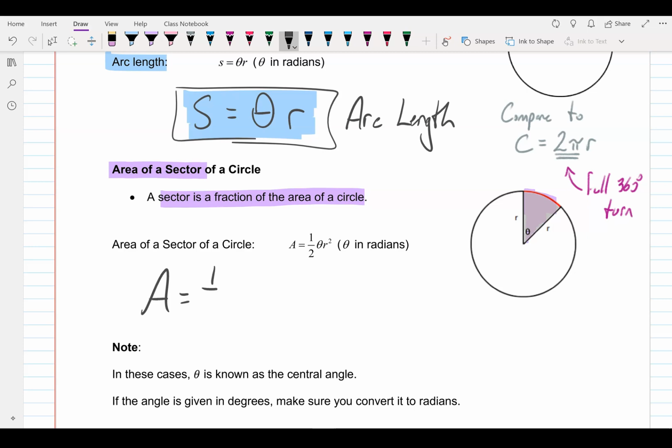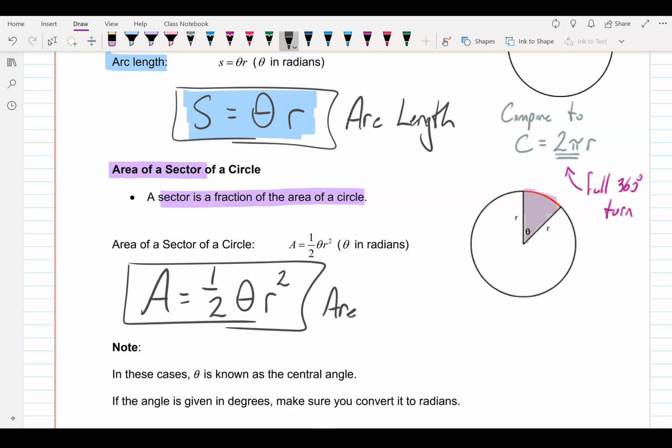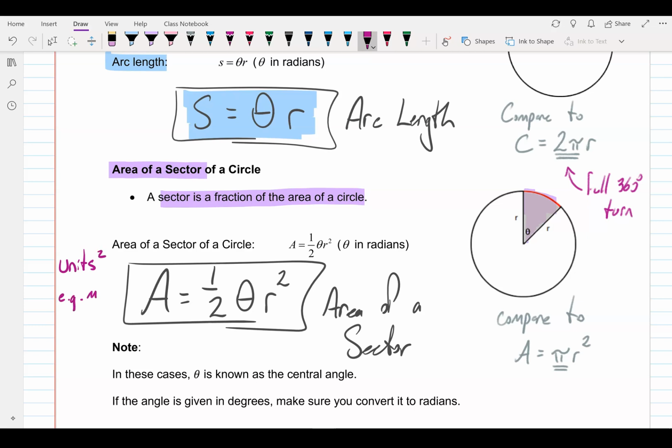So once again, the formula, 1/2 theta r squared. All of this is in radians, by the way, be careful. This is area of a sector of a circle. And what we should compare it to in this case is A equals pi r squared. Generally speaking, this is the area of a circle, and you should know that. We know it's area because it has these square units. So something I should mention is that the area of a section or a sector of a circle has units squared, for example, meter squared or kilometer squared or something like that.